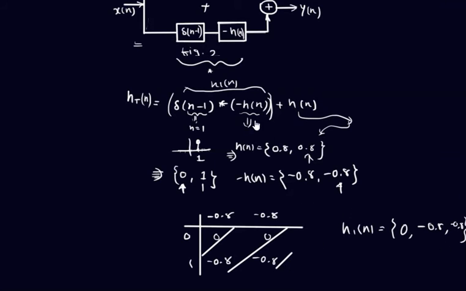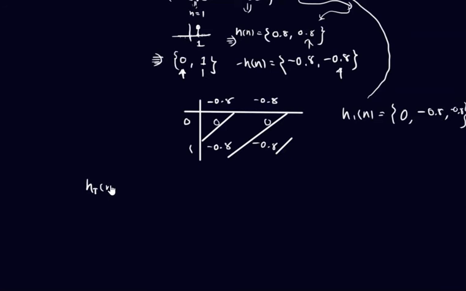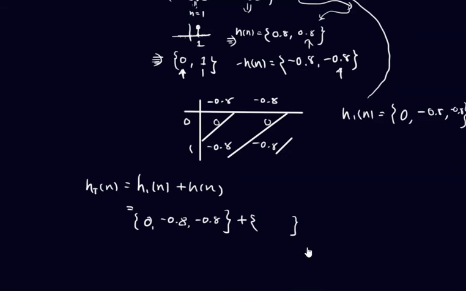Now we have found this particular sequence by using the convolution. What we have to do now is add this h1 of n to the h of n. So the resultant ht of n will be h1 of n plus h of n. We have h1 of n, that is 0, minus 0.8, minus 0.8, plus h of n. What is the value of h of n? That is here, 0.8, 0.8, 0.8.